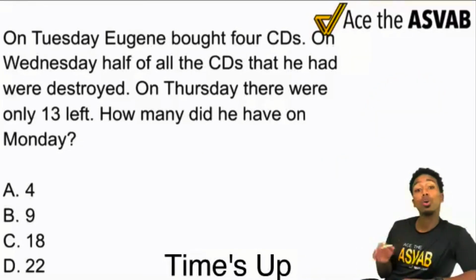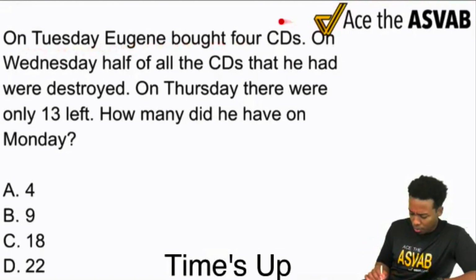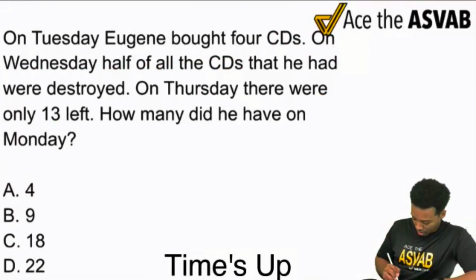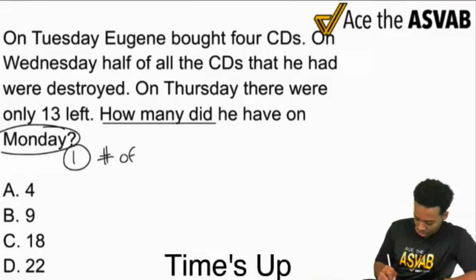This is an example of an exception where you do want to just sort through and look at what the problem's about. How many what? You can just quickly read through. On Tuesday, Eugene bought 4 CDs, half of the CDs. On Thursday, there were only 13. Okay, so we're talking about CDs. So right there, step 1: how many CDs did he have on Monday? So the number of CDs on Monday. That's what we're looking for.